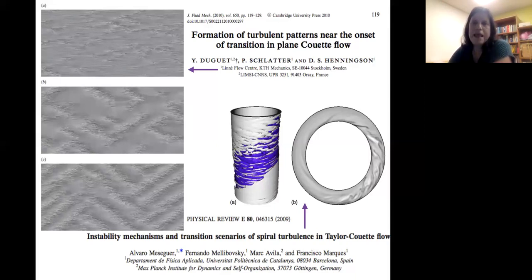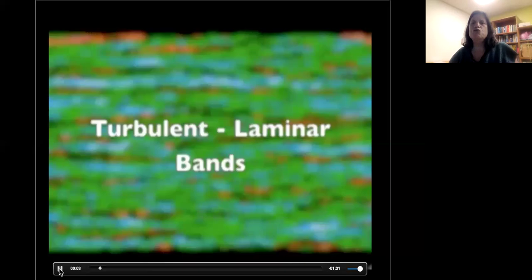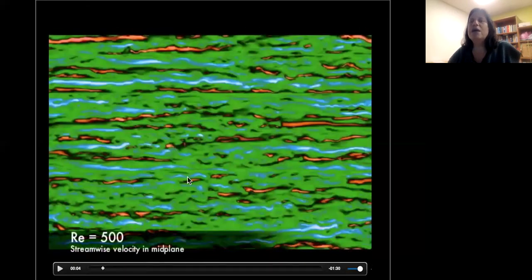Okay, and now this is a movie. We start off at Reynolds number 500, where we have turbulence. And you recall I told you that turbulence in these flows takes the form of these streaks. So this is blue, red, blue, red. These are the streaks. So this gives you an idea of the depth that you don't see.